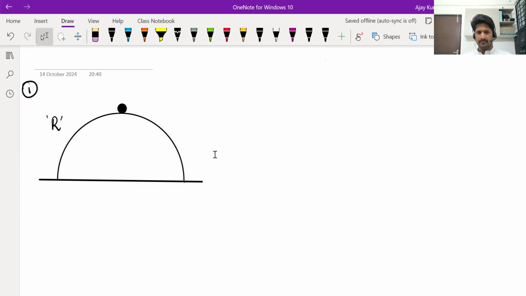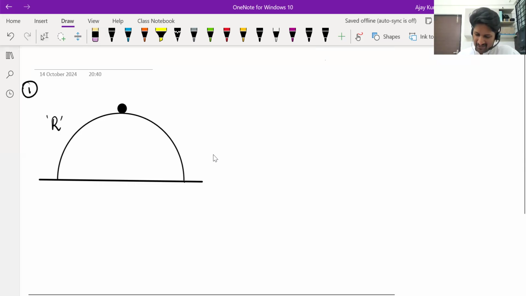So because of gravity. But the surface is there to support it, no? Oh, the surface is there. Then it'll roll down. Can't it stay there? Aishwarya, what do you think? Can it stay there?